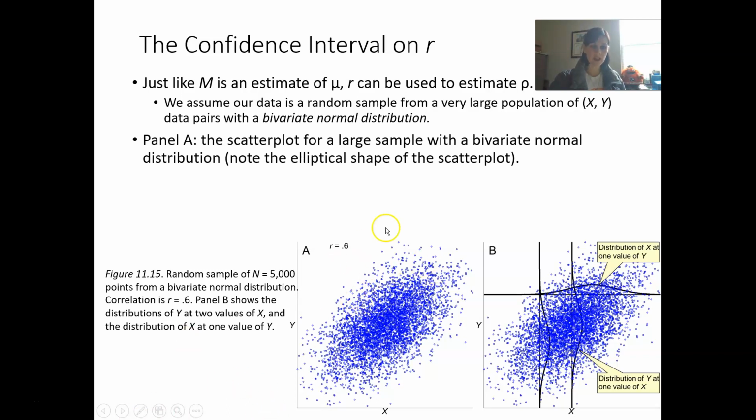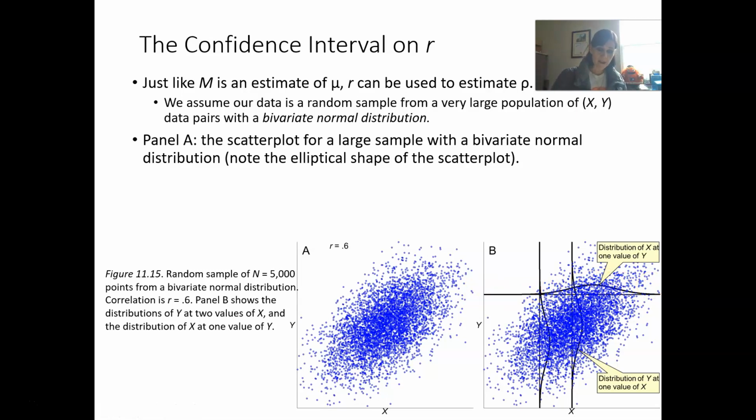So what you're looking at here is a scatter plot for a large sample. This is about 5,000 different data points. And you can see that in panel B, you can actually see the distributions of Y at two different values of X. Here you can see the distribution of Y for a given X. Here's another X, and you can see that that is also normally distributed. And then here at this given value of Y, we can actually see the distribution on X.